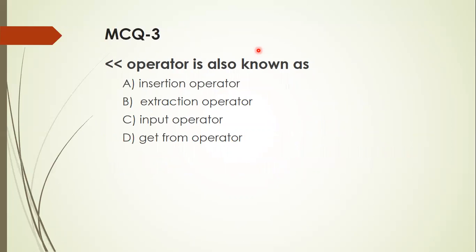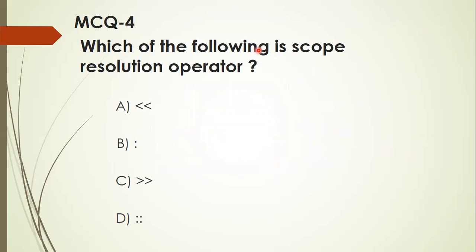The double less than symbol operator is also known as the insertion operator, extraction operator, input operator, or get from operator? See the correct answer. The correct answer is insertion operator, because it inserts the value of the variable on the monitor or the standard output stream. Which of the following is a scope resolution operator? Correct answer is D.